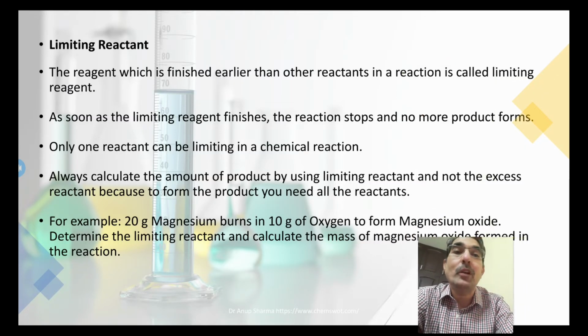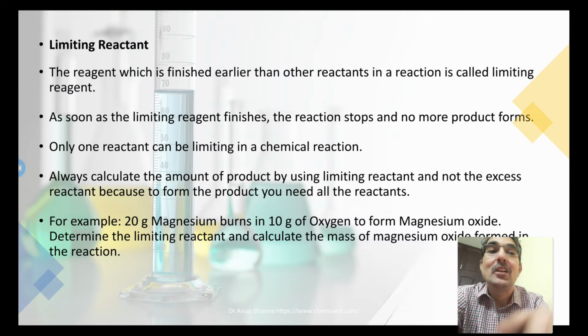So moving further, what is a limiting reactant? The limiting reactant is the one which is finished earlier than other reactants in a reaction, and that is why it is called limiting reagent or reactant. As soon as the limiting reagent finishes, the reaction stops and no more products form, because you need both the reactants for the reaction to continue.